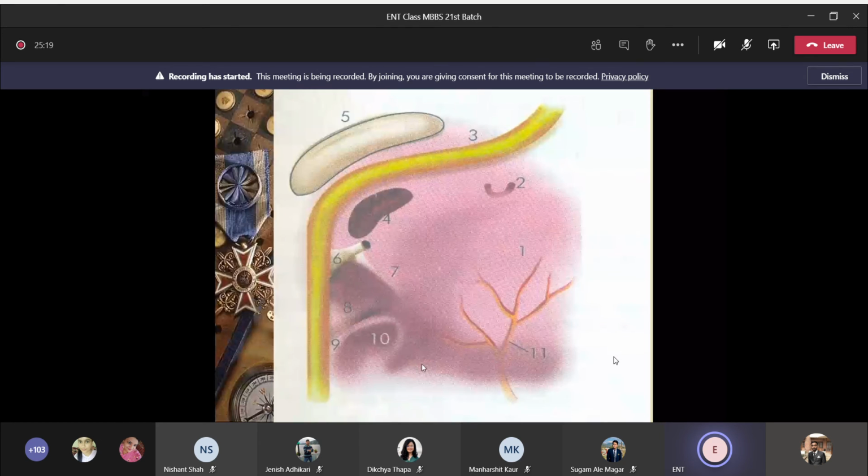Now you can see the posterior wall of the tympanic cavity. This is the processus cochleariformis. This is the oval window. You can see this is the facial nerve, the facial recess, the pyramid, and these are the blood vessels.